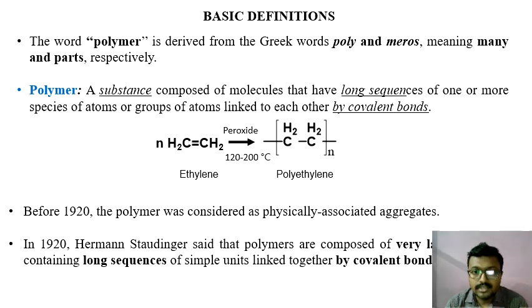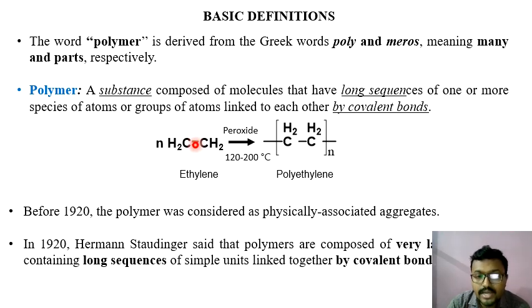So, first thing is, what is polymer? You can understand that polymer means, poly means many number of monomer units. If we take an ethylene molecule, CH2, a very simple molecule, this ethylene molecule is a monomer molecule.